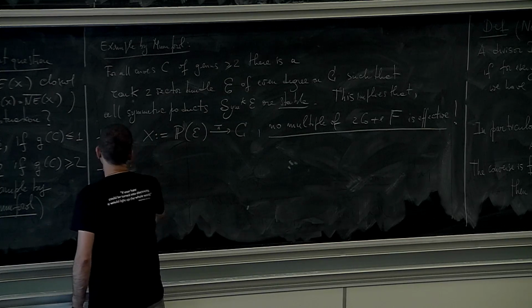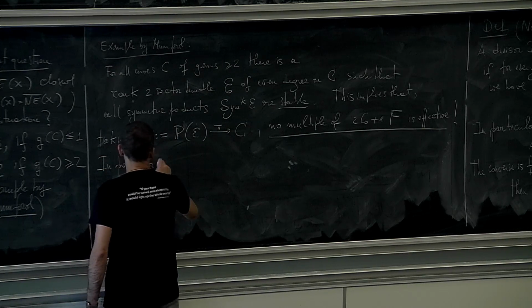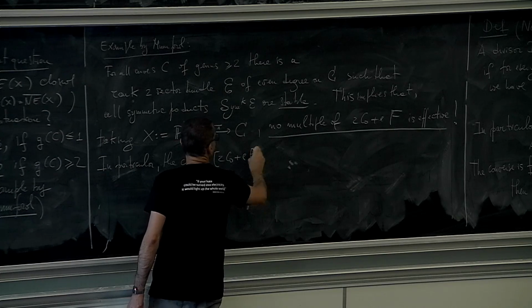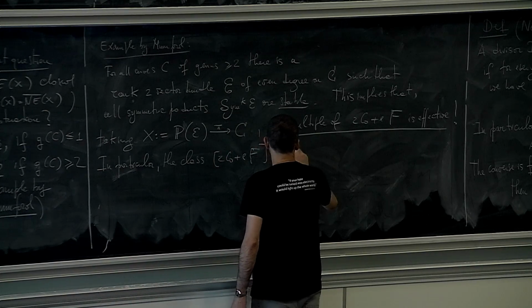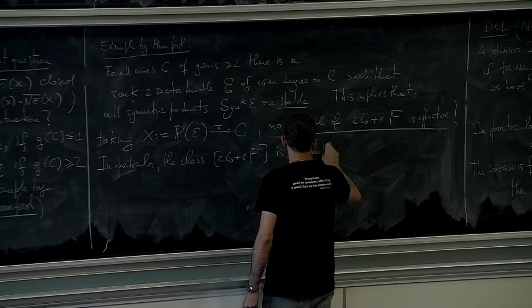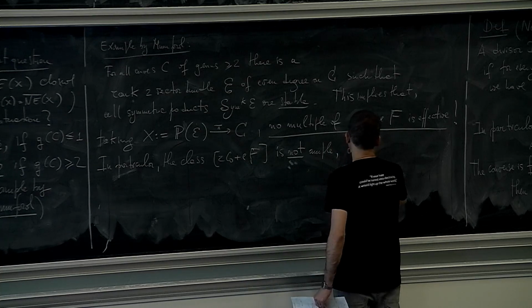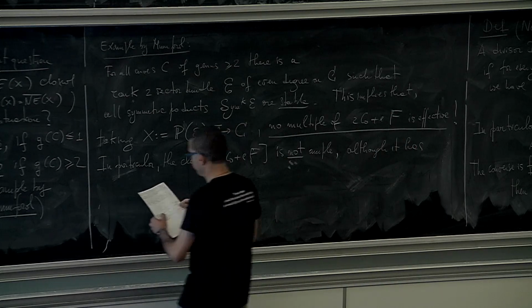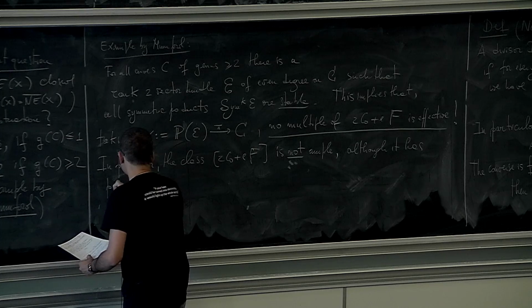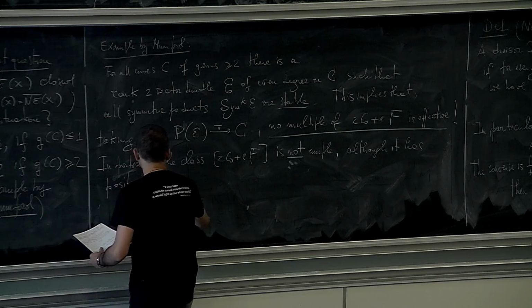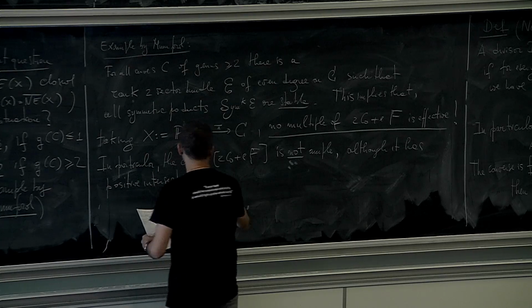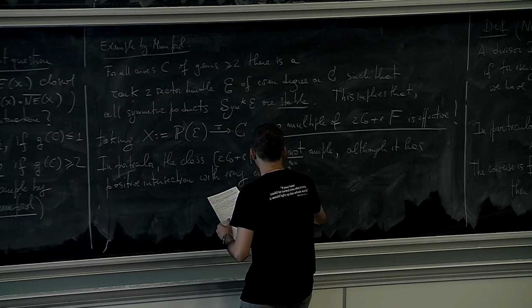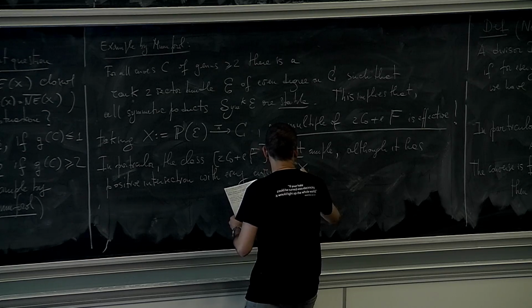In particular, the class 2C0 plus EF is not ample although it has positive intersection with every curve on X.